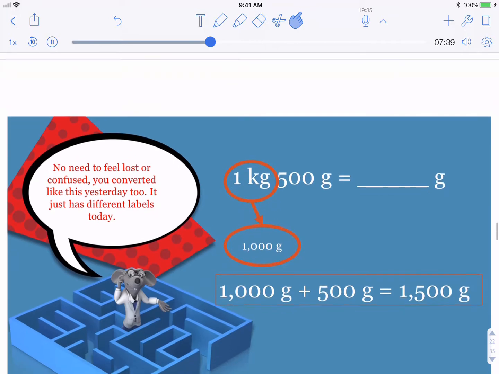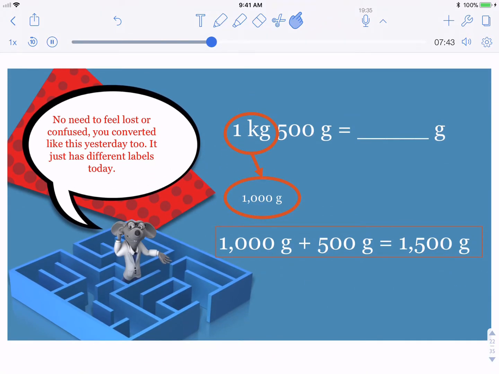So, remember, you draw the circle around your kilograms and you pull it out. How many grams do you pull out? 1,000 grams. Now, I can add this problem. 1,000 grams plus 500 grams equals 1,500 grams.